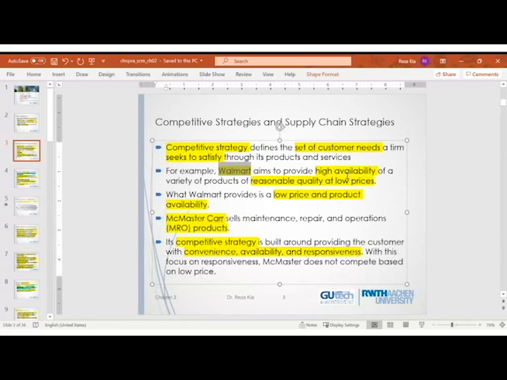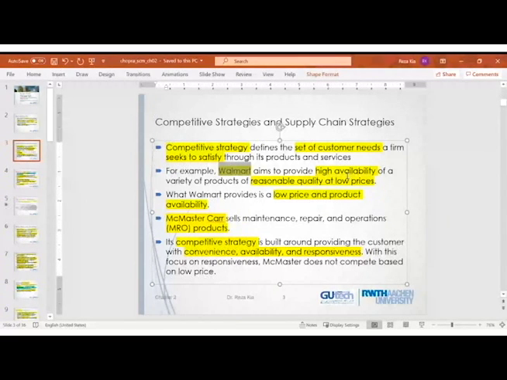So guys, high availability means that whenever you go to Walmart, the things that you want to purchase are available. This is availability. And in addition to availability, the variety is also high. Different kinds of product from the same item will be available. And also the quality is good and the price is low. So, all these features: high availability, diverse product, good quality, reasonable price.